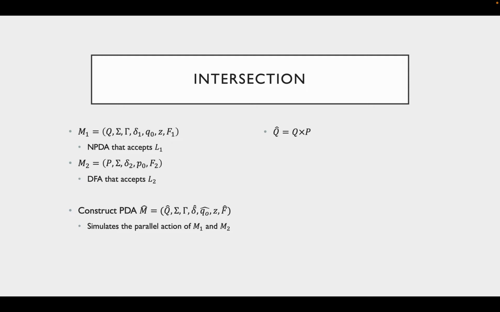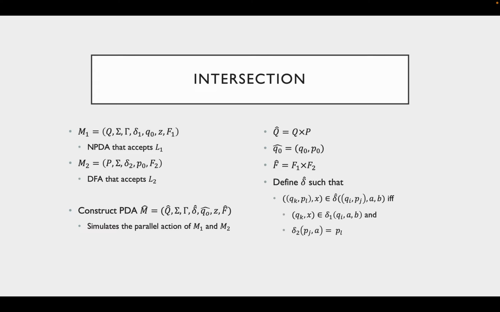So what is Q hat? Q hat is going to be the set of productions, the set of states from Q cross P. So it's going to be combinations of states from Q and combinations of states from P. Q0 hat is going to be Q0 and P0. So we're going to start in the start state for M1 and the start state for M2. F hat is going to be productions. F hat is going to be states from F1 and F2, combinations of those two. That's what the cross means.